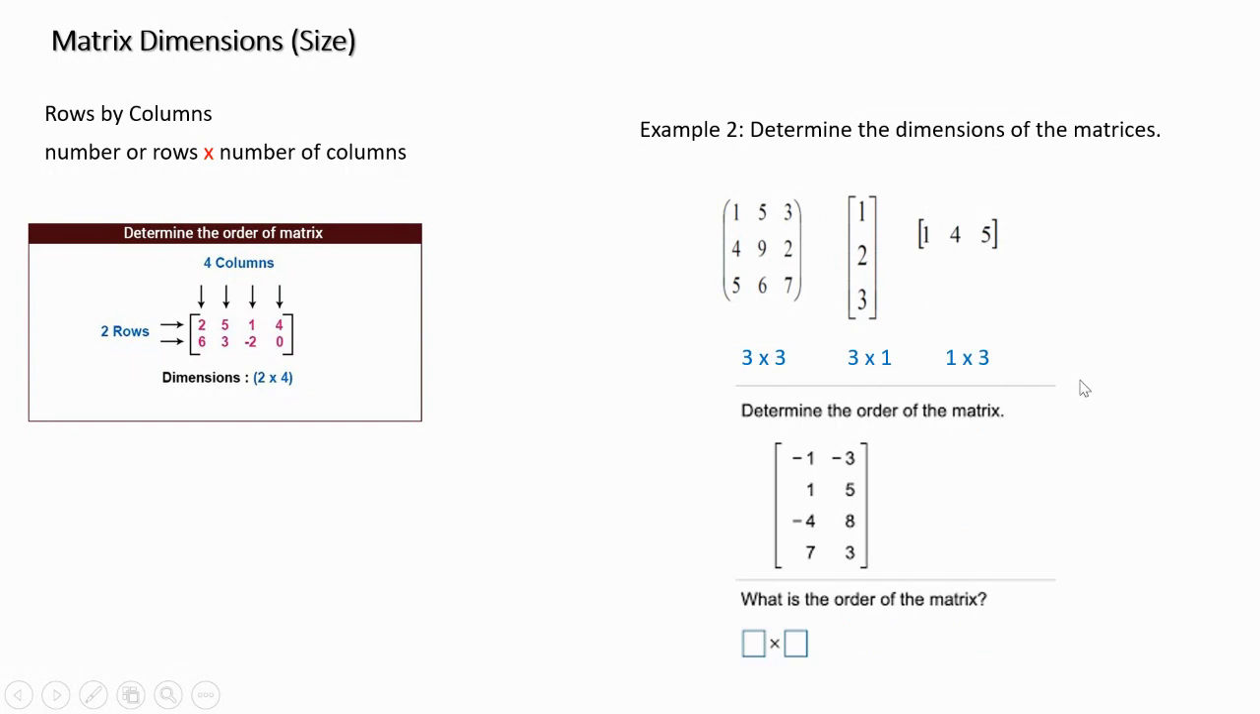Now, for a self-check, determine the order of the matrix. So how many rows do we have? 1, 2, 3, 4. So it's going to be a 4 by 2, because we have 2 columns. It's going to be a 4 by 2 matrix.